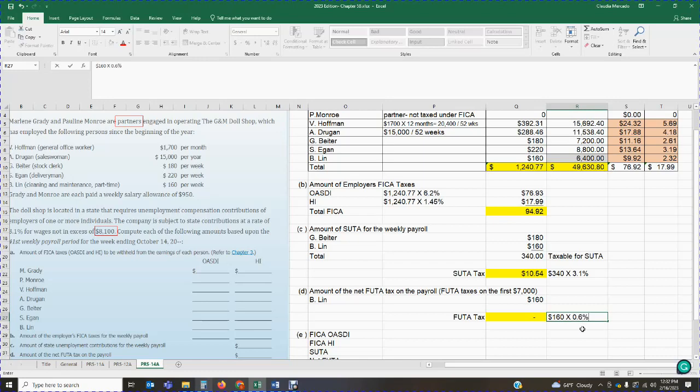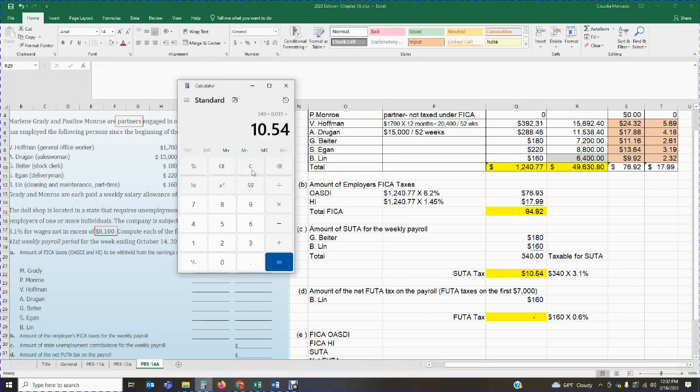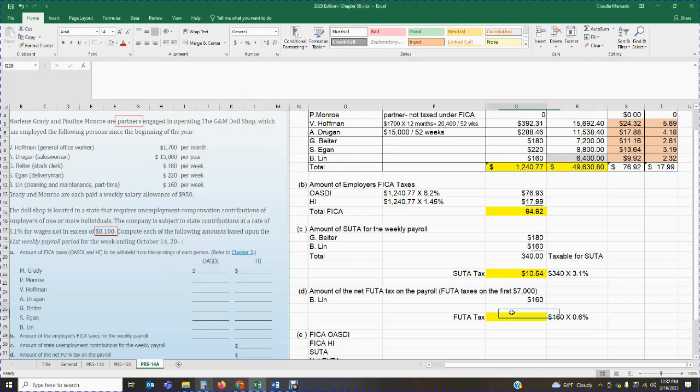0.6%. Okay. And we're going to go ahead and run the math. 160 times 0.6%. That would give me 96 cents.